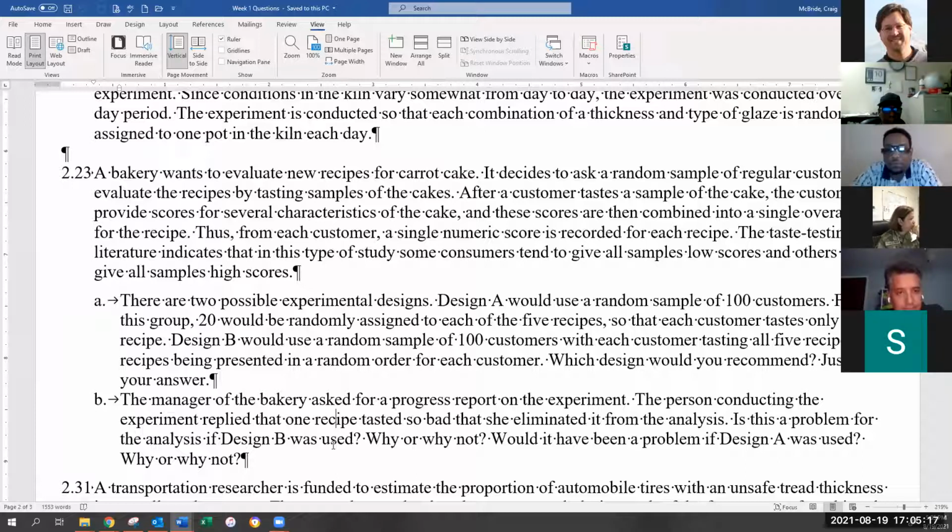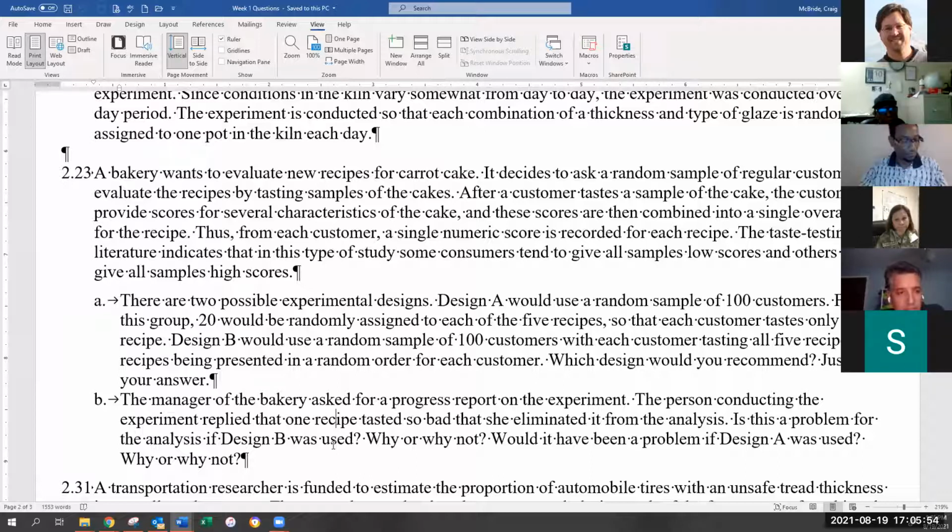Right, because design A, you take your 100 customers and you randomly put 20 people on each of the 5 recipes so that each customer tastes only one recipe, right? Well, if you decided that one of the recipes was just terrible, there was no point in having anybody try it, then you would only have 4 recipes, and you would take those 100 customers and put 25 people on each of the 4 recipes, and the overall design of design A would be the same. So it would not be a problem to eliminate one recipe. Design A would still be the same.